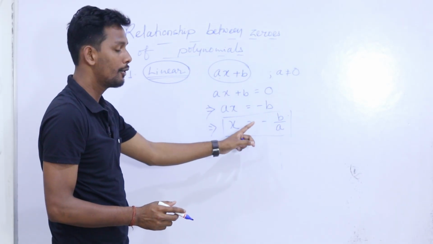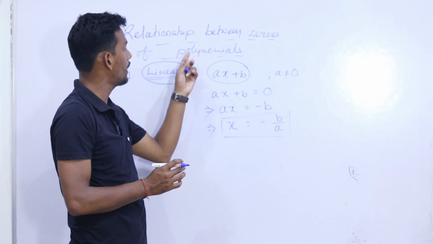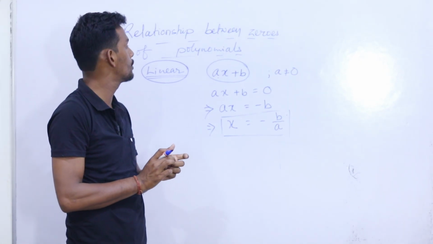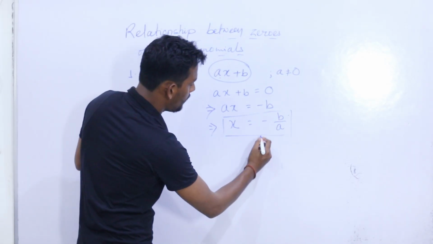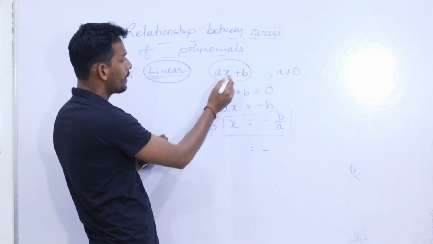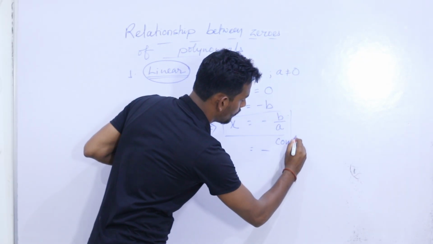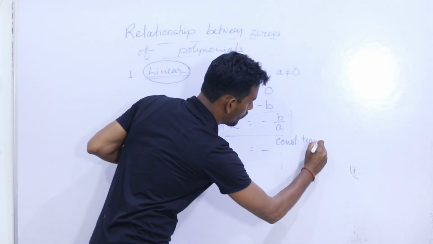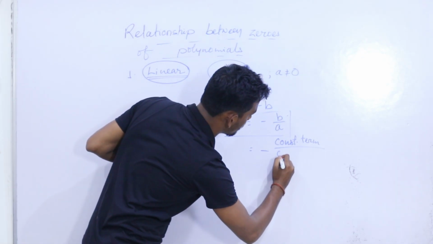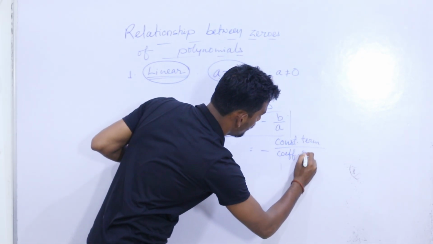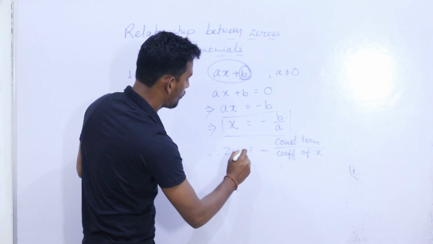Now, this you have already done in class 9, but we recalled it for understanding the relationship between zeros of polynomials. Okay. Now see what is b. b is what? The constant term. This is the constant term. What is a? a is the coefficient of x. So this is the zero of a linear polynomial.